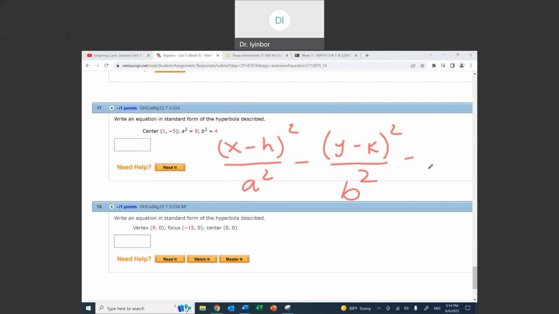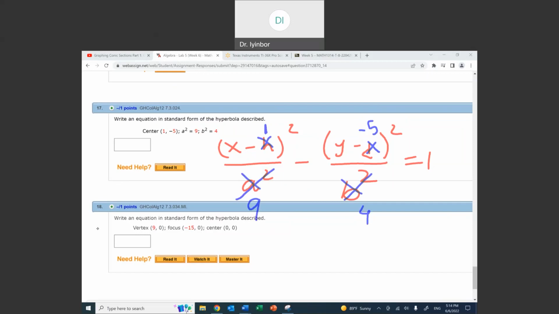Here we have everything given. The center is 1 and negative 5, so H is 1 and K is negative 5. If you have negative, negative is going to be plus 5. And then A squared is already 9, they give you A squared, and B squared is 4. So everything is given. You just have to plug it in exactly like that.